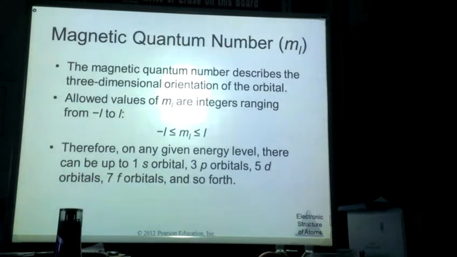Okay, the third quantum number is called the magnetic quantum number, and we're going to denote it with the symbol m sub L. This is just describing orientation.